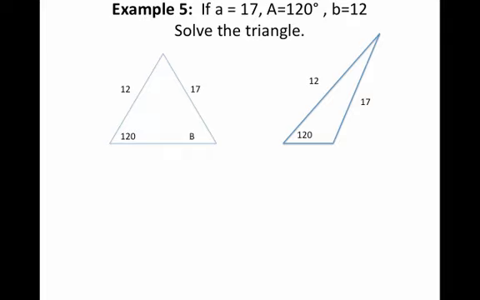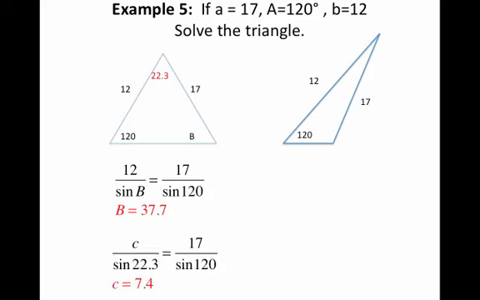We're going to find angle B in this case. Using the law of sines, cross multiply, use sine inverse, we get angle B is 37.7 degrees. Using the 180 rule, we can find our third angle. Setting up again using the law of sines, we can cross multiply and solve for side C, which is 7.4.